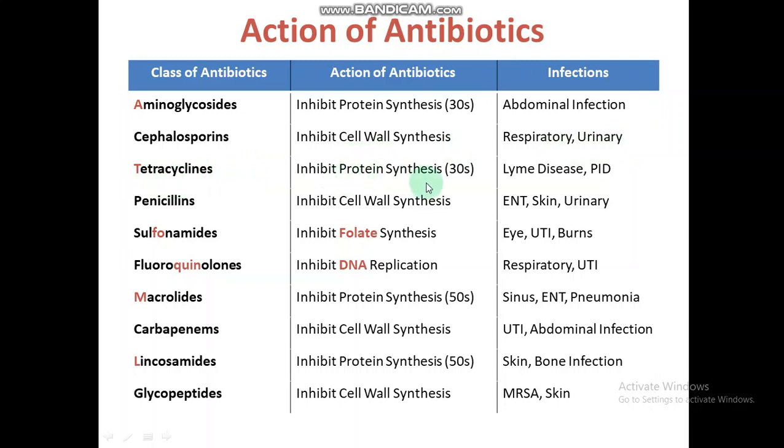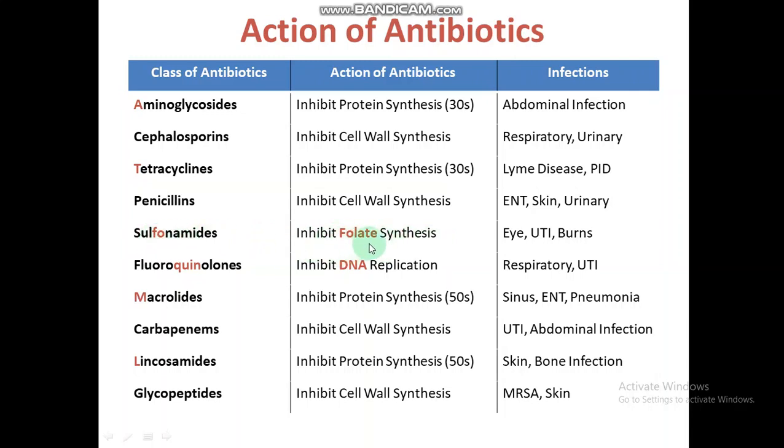Tetracyclines also inhibit protein synthesis, which is the 30S ribosome, and they act on Lyme disease, and they also act on PID, which is pelvic inflammatory disease. Penicillins inhibit cell wall synthesis, and they are used for ENT infection, which is ear, nose, and throat infection, skin infection, and urinary tract infection. Sulfonamides inhibit folate synthesis, so we can remember by this.